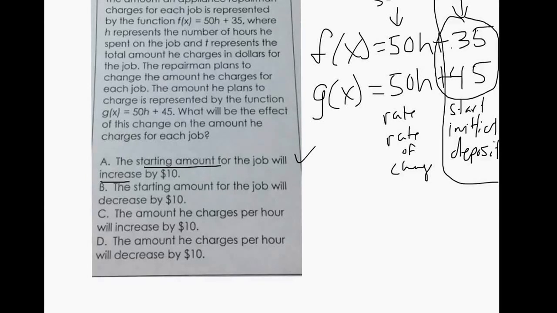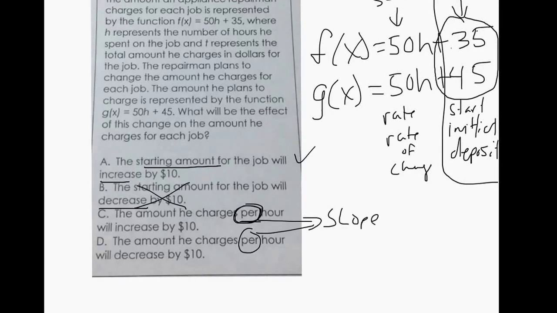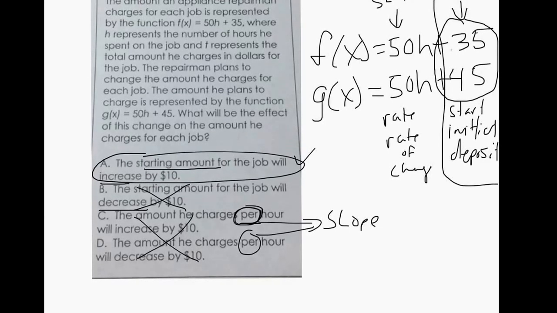The starting amount of the job will decrease by 10. It did not decrease. The amount he charges per hour. We've talked about multiple times that this word per refers to where our slope's going to be. So both of these two are wrong because they talk about slope. So A is the correct answer.